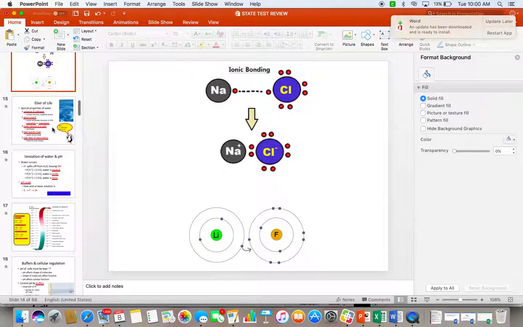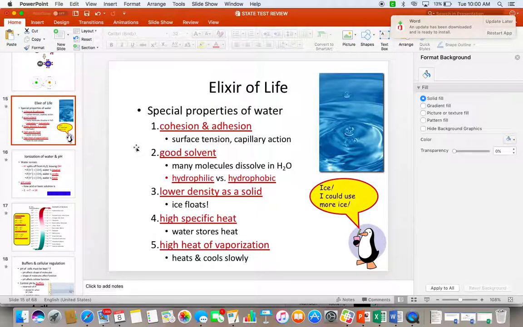The next thing that we need to look at is water. And water, it truly is the elixir of life. All life has to occur in water, so fertilization occurs in water.